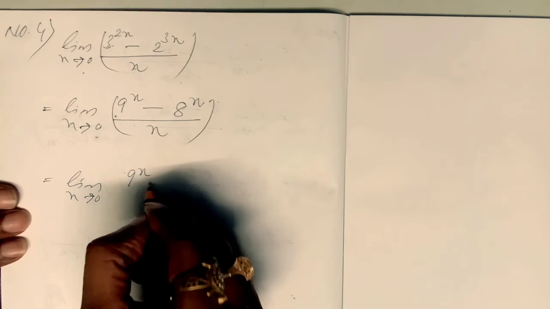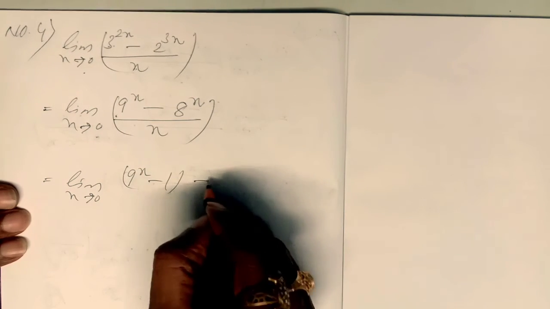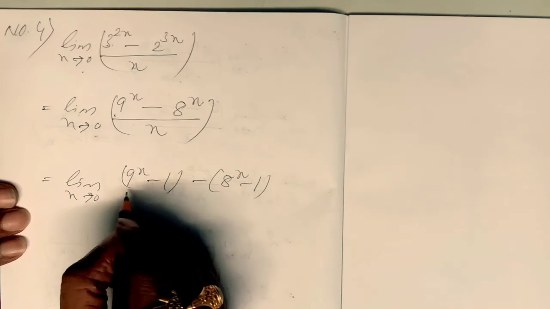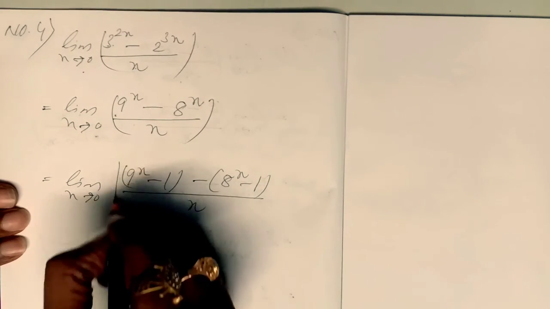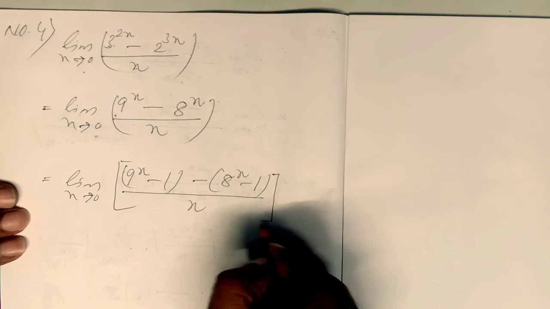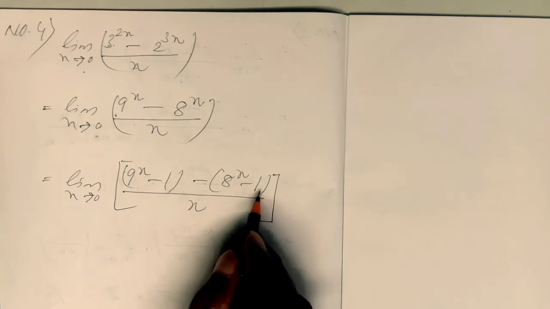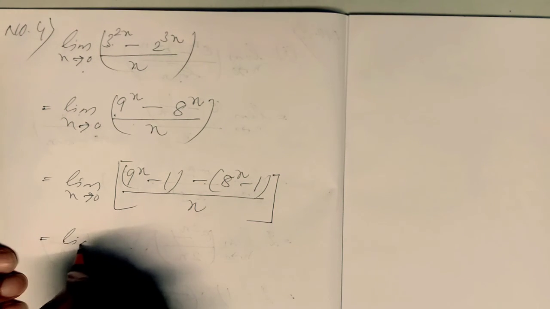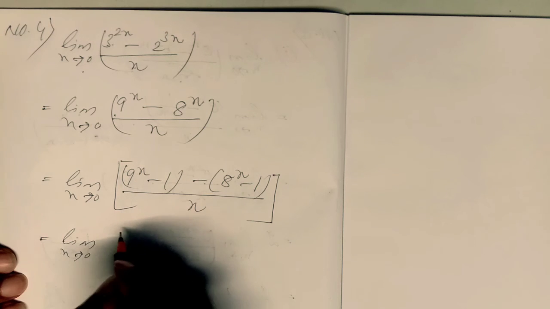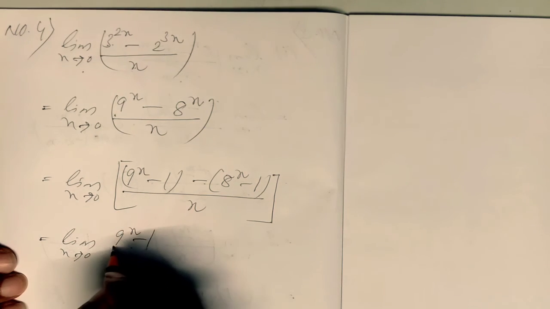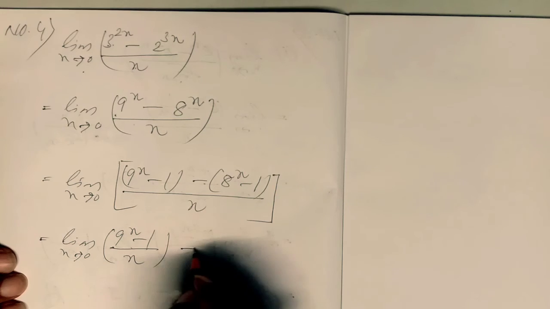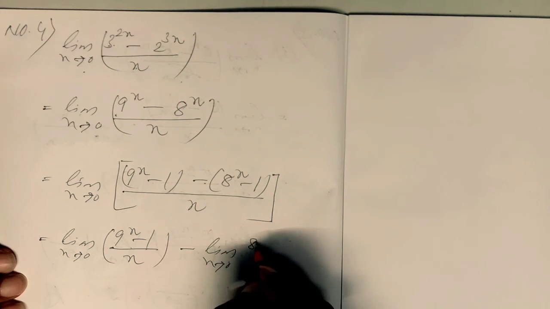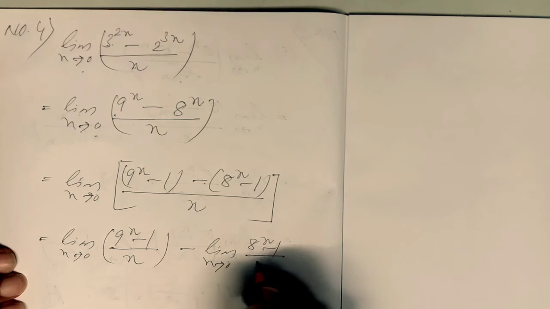Now after that, limit x tend to 0. Write here 9 to the power x minus 1 as you need. Again minus, write 8 to the power x minus 1. Now minus 1, this plus 1 will be adjusted. Whole divided by x. What I have done here? Nothing, just minus 1 and plus 1, making two groups. After that you have to separate. Limit x tend to 0, 9 to the power x minus 1 by x, minus limit x tend to 0, 8 to the power x minus 1 by x.